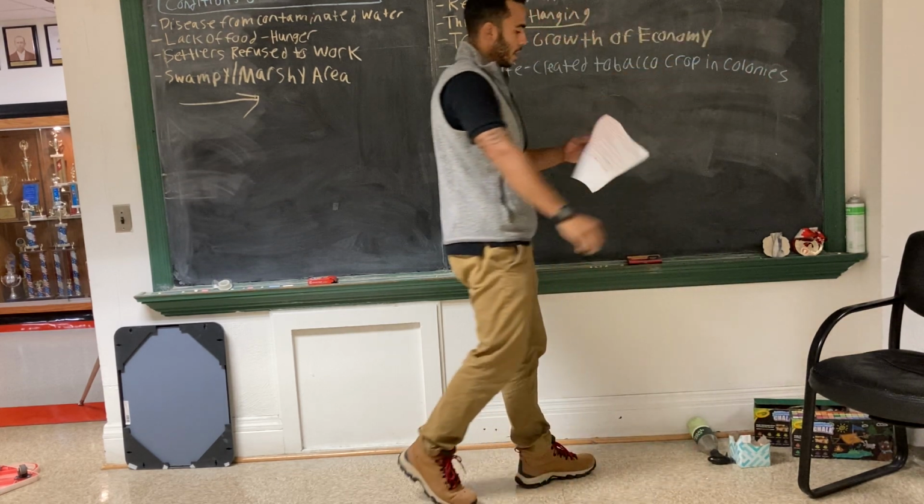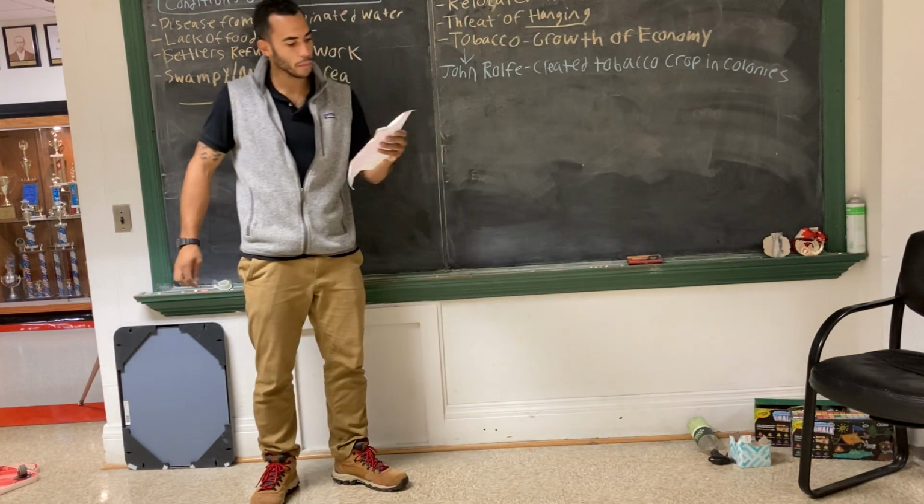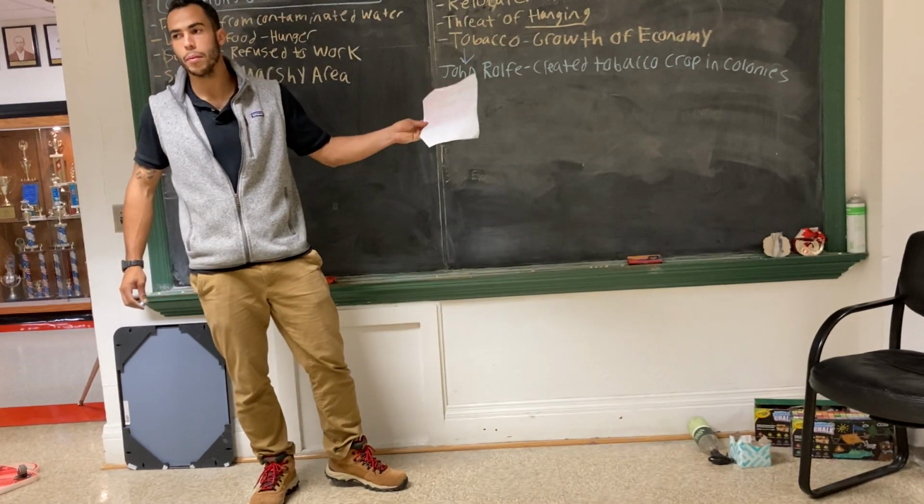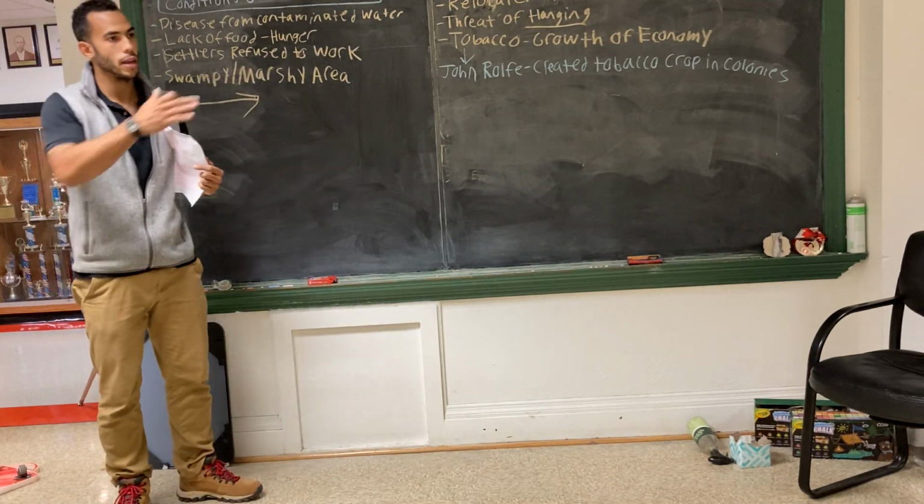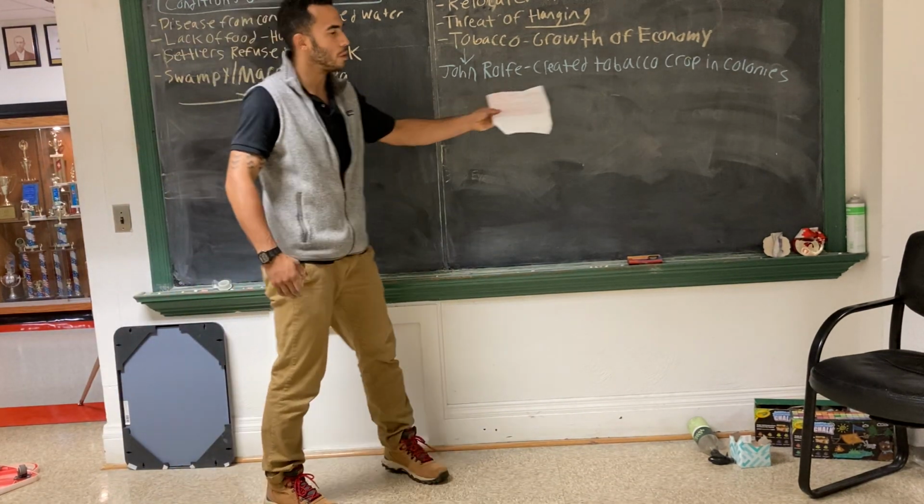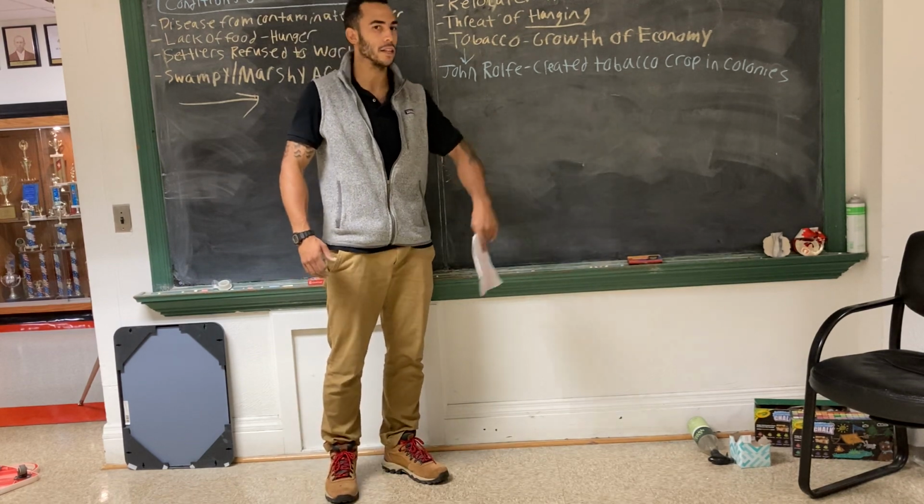All right, we got one more minute. So the big thing with him, he ended up marrying Pocahontas. He had a good relationship with the natives, with the tribes. They taught him all these skills so he could lead to success in the colonies.